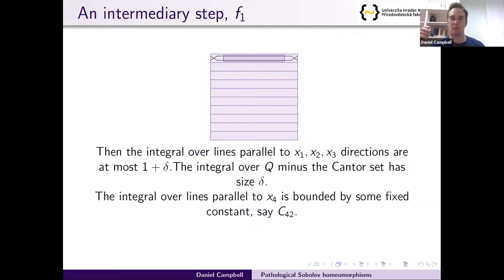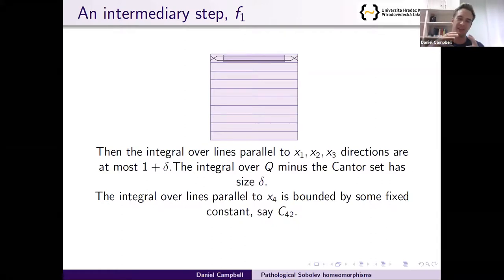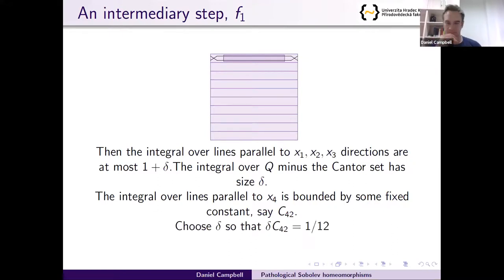C42. I call it 42 because, well, why not? And what's interesting is the size of that derivative. I mean, I'm just going around the Cantor set. If I make the Cantor set much bigger, I don't really increase that size, that constant C42. So for a fixed C42, I can make delta as small as I like, right? So choose delta so that delta times C42 is small, something like this.